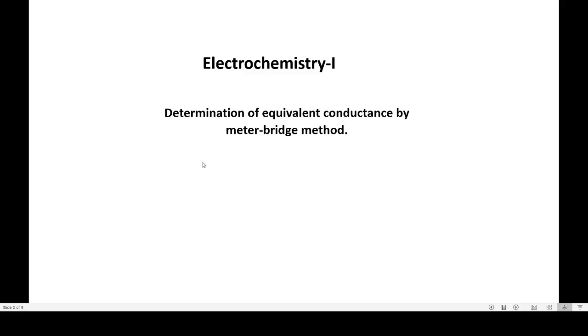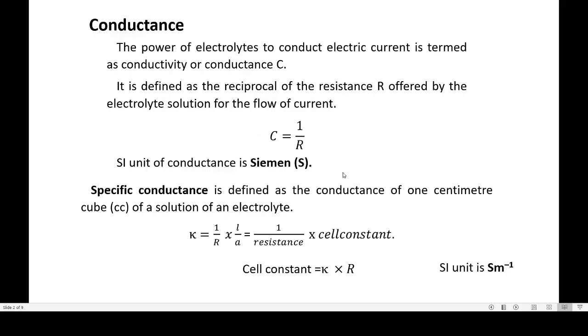So in this session, we will be discussing how to determine the equivalent conductance of an electrolyte by meter bridge method. So we know that conductance is the power of electrolytes to conduct electric current, or it is defined as the reciprocal of the resistance R offered by an electrolyte solution for the flow of current.